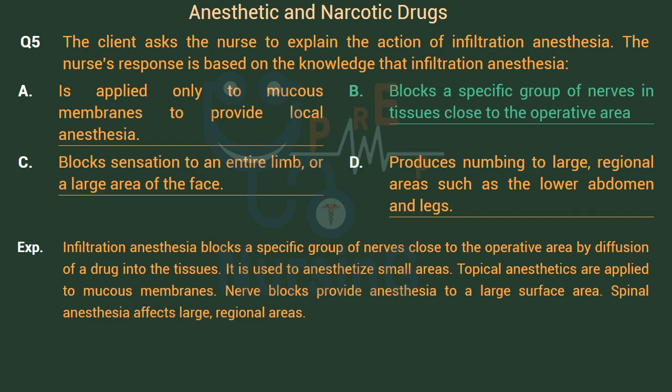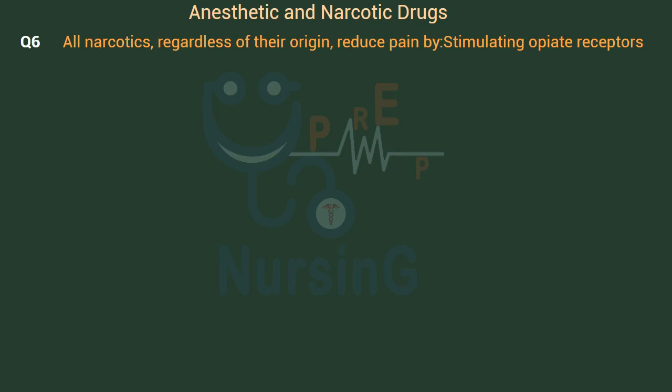Infiltration anesthesia blocks a specific group of nerves close to the operative area by diffusion of a drug into the tissues. It is used to anesthetize small areas. Topical anesthetics are applied to mucous membranes. Nerve blocks provide anesthesia to a large surface area. Spinal anesthesia affects large, regional areas.